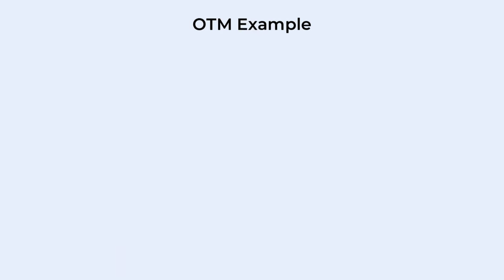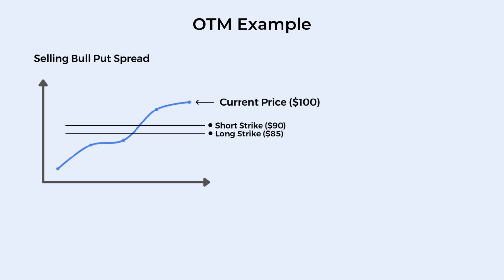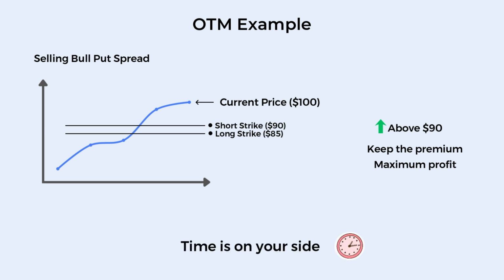Think about it like this. Let's say a stock is trading at $100. You sell a bull put spread with strikes at 90 and 85. Both of those strikes are below the current stock price. So as long as the stock stays above 90 by expiration, both options expire worthless, and you keep the full premium. The stock can even dip a little, maybe to 92 or 93, and you still walk away with maximum profit. That's the advantage of out-of-the-money spreads. Time is working for you.